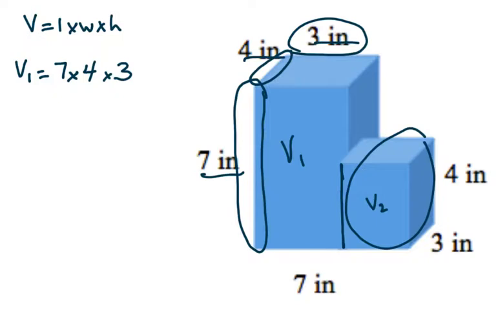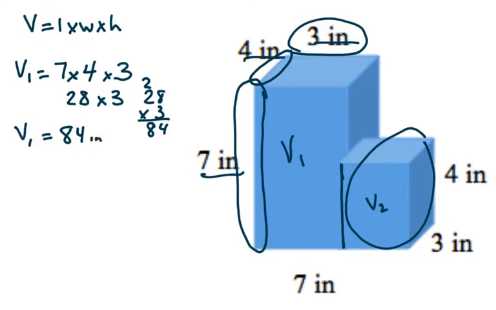7 times 4 is 28. And then 28 times 3 is 84. So my volume of the first figure is going to be 84. And in this case, it's not cubic units. It's going to be inches cubed because they did give me that inch measurement. Now I'm going to come over here and I'm going to find the volume of that second figure.